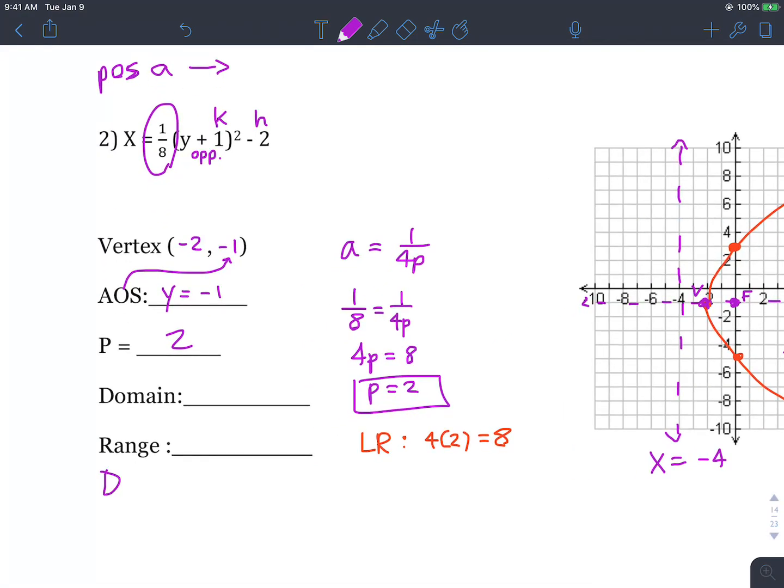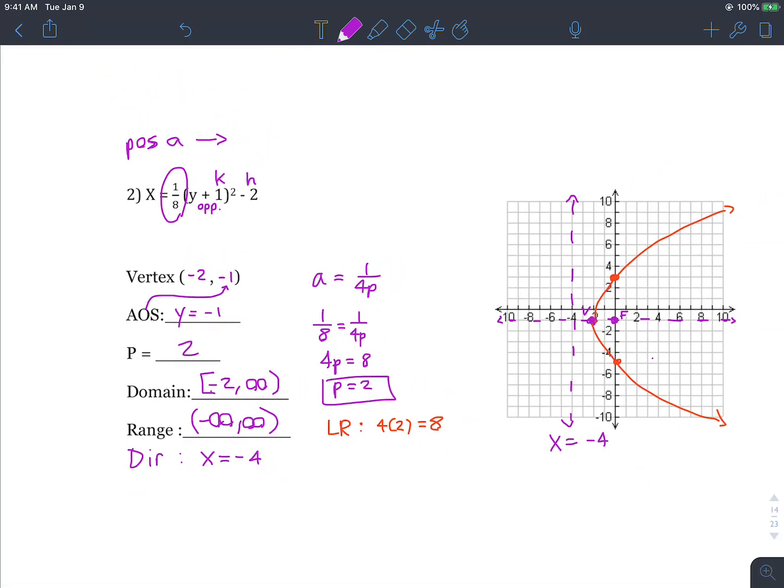Yeah, so let's actually add that in here. Directrix x equals -4. Domain, these are a little bit different here. The leftmost of the graph goes to -2, and that's tied to your vertex. So -2 and then to infinity. And then the range, it actually goes up and down forever. So the range now is -infinity to infinity. And that's going to be it there.